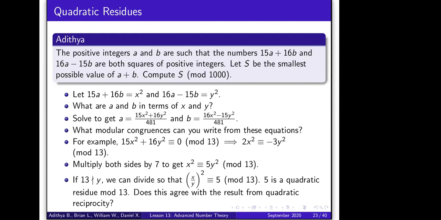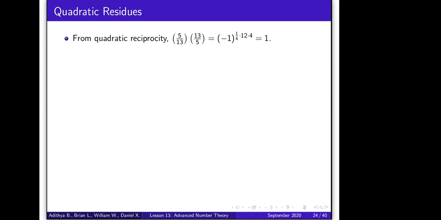And now we can write this as x over y squared is 5 mod 13. So if there do exist x and y that satisfy this, then 5 has to be a quadratic residue. Now the question is, does this agree with the result from quadratic reciprocity? And we can verify this pretty easily. So 5 over 13 times 13 over 5 is negative 1 to the 1/4 times 12 times 4, which is just 1.